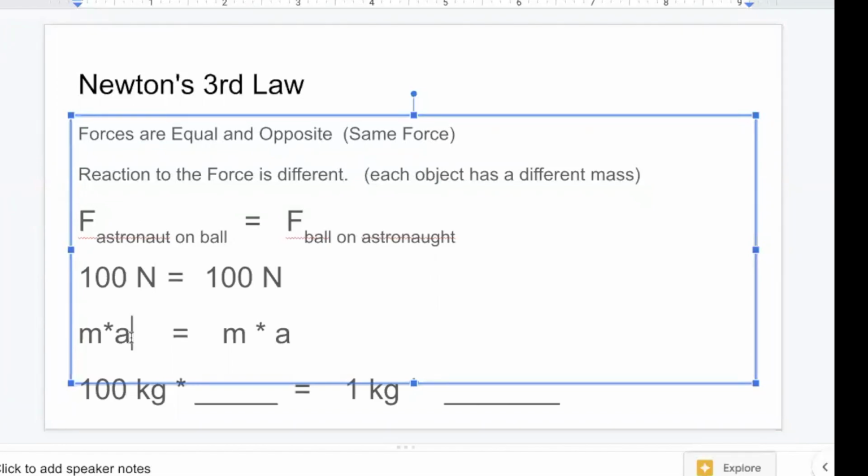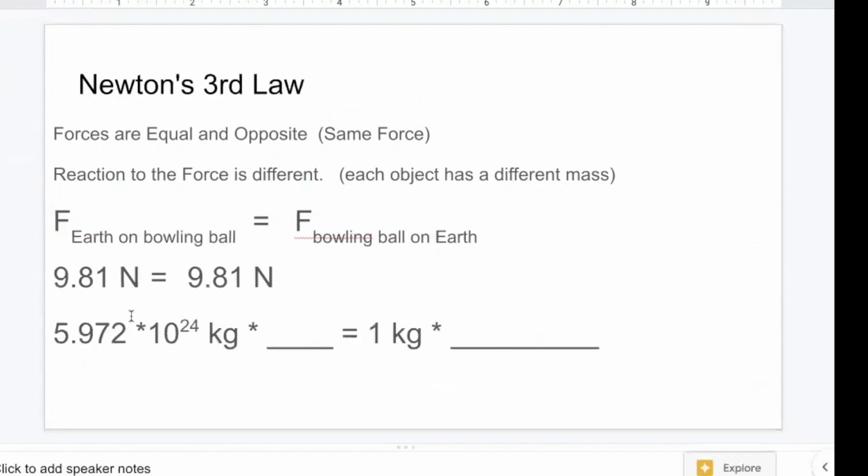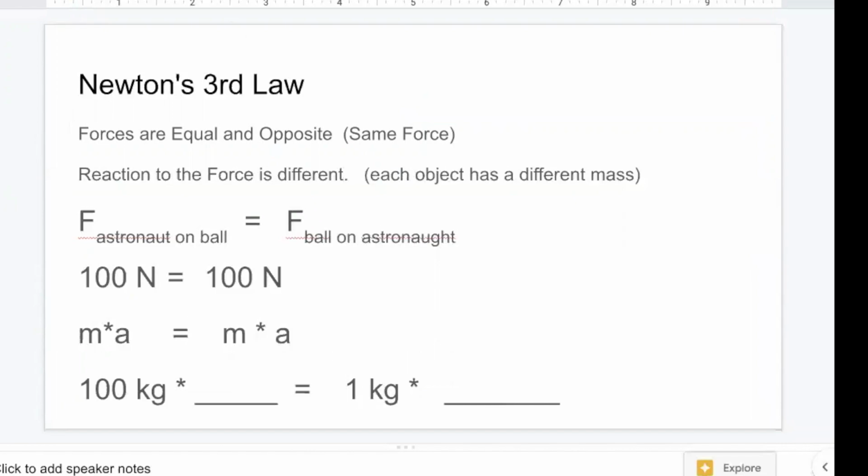But we also know that force equals mass times acceleration. Well, let's say the astronaut has a mass of 100 kilograms, and the bowling ball, or the ball, has a mass of 1 kilogram. So for this to be 100 newtons, what must be the acceleration of the astronaut when he pushes? So 100 times 1 equals 100. So that's 1 meter per second squared. But the bowling ball is 1 kilogram. And so when it pushes, its acceleration is going to be 100 meters per second squared.